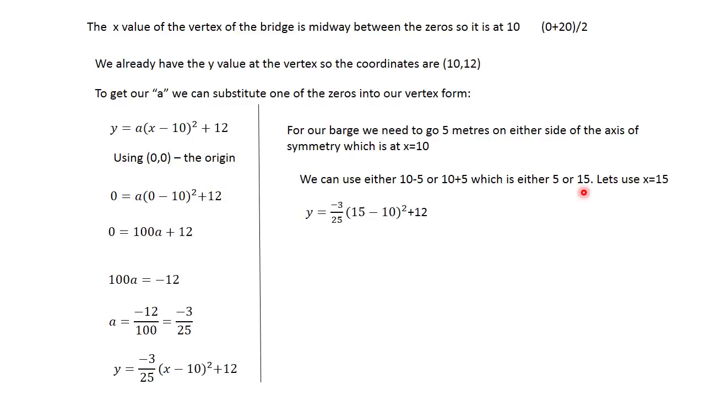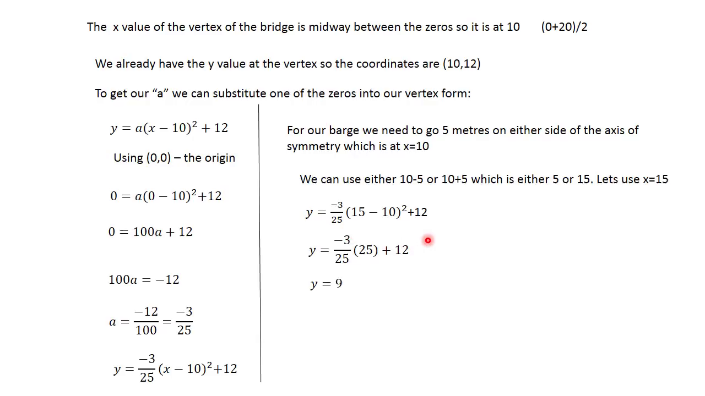So we're going to take that now, we're going to plug in one of those. I'm going to use the 15. We're going to use the 5, but let's use the 15. So we're putting in an x value of 15, which is one edge of where the barge needs to go through. And we're going to get 15 minus 10 squared, and then we're going to multiply that by minus 3 over 25 and then add 12. So we go through the process. The 15 minus 10 gives us 5, squared is 25. This 25 actually cancels out with that 25, going to leave us with minus 3.